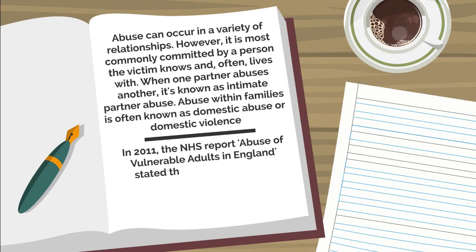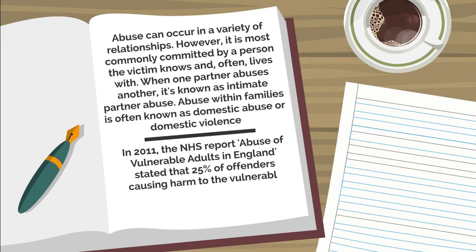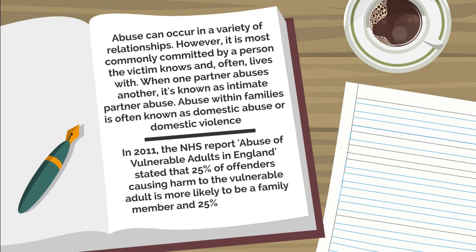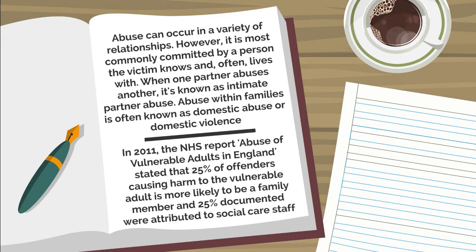In 2011, the NHS report, Abuse of Vulnerable Adults in England, stated that 25% of offenders causing harm to the vulnerable adult is more likely to be a family member, and 25% documented were attributed to social care staff.